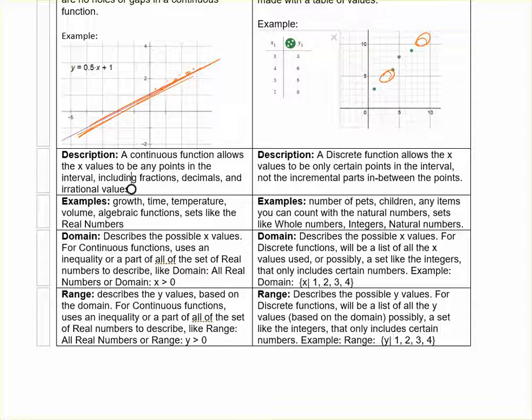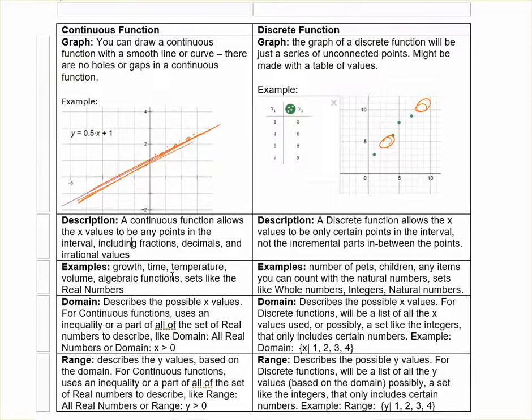Some real-world examples of a continuous function would be growth. As a plant grows, that grows continuously. You can measure incremental parts of an inch as it continues to grow. Time is continuous. There's fractional parts even of seconds. Temperature, volume, algebraic functions like linear functions, quadratic functions, sets like the real numbers. So all real numbers is a continuous function.